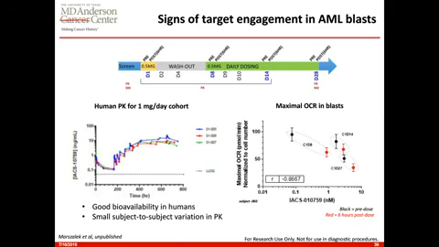The OCR analysis, the Seahorse analysis with the blasts isolated from subjects from the trial, also shows pre- and post-dose OCR levels. The red dot here is the blood taken 6 hours post dosing of IX-10759, and the black dot is the matching pre-dosing blood, and clearly we can see some reduction of OCR from samples from the clinical trial.